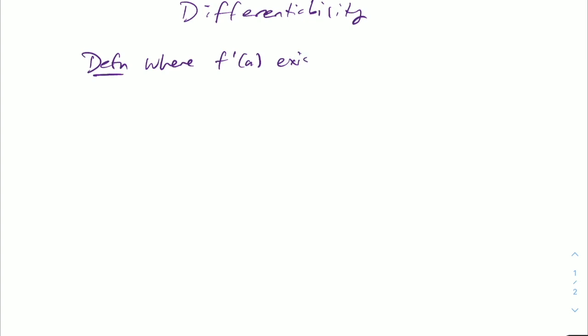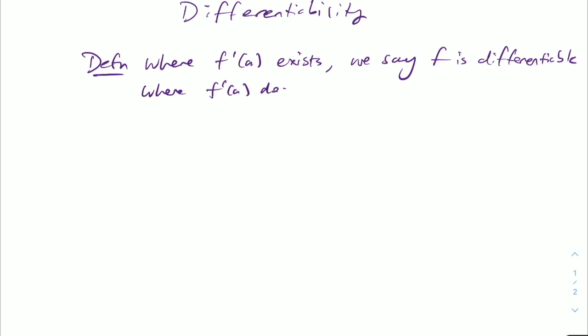Okay, so in this video we're going to talk about differentiability. We'll start with the definition. So where f prime of a exists, we say f is differentiable. And where it doesn't exist, we say f is not differentiable.